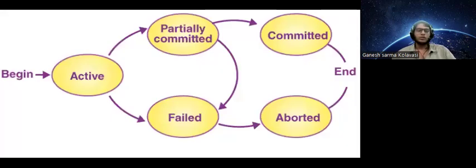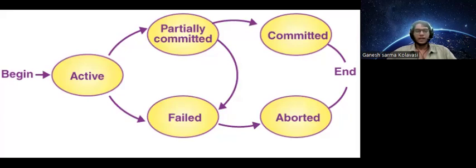We discuss the states of a transaction in the database. When we begin the transaction, the first state of the transaction is the active state, which means the transaction is currently being processed. There is a possibility that it fails, and a possibility that it is successful. So let's discuss it.